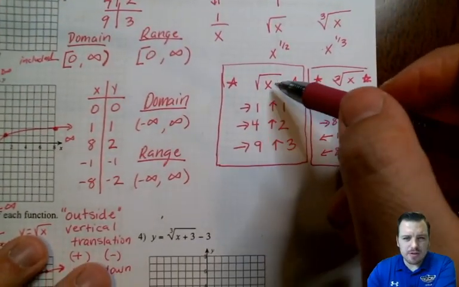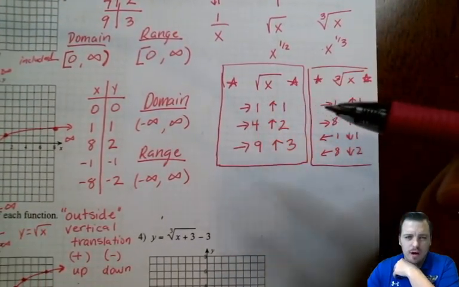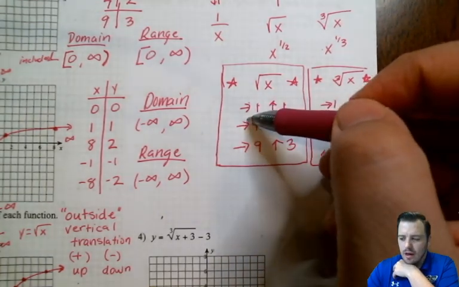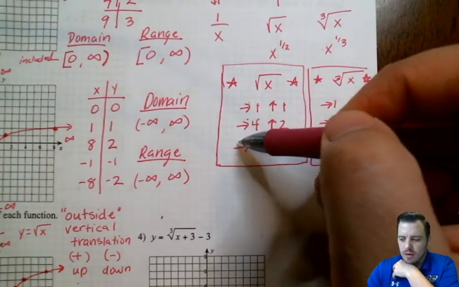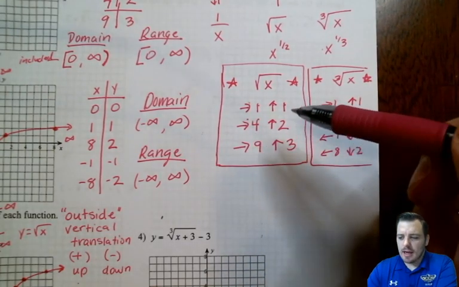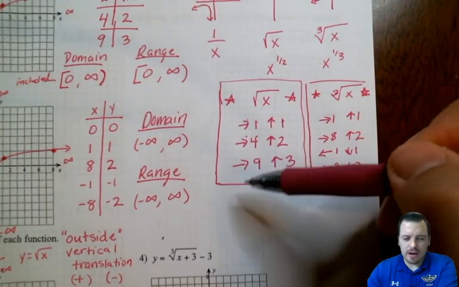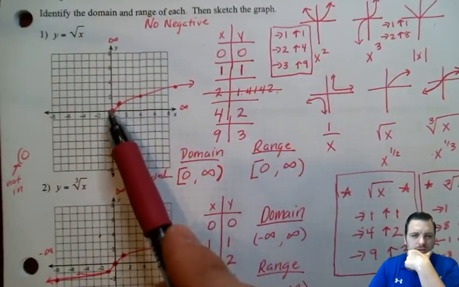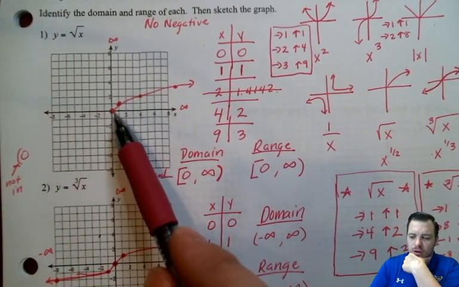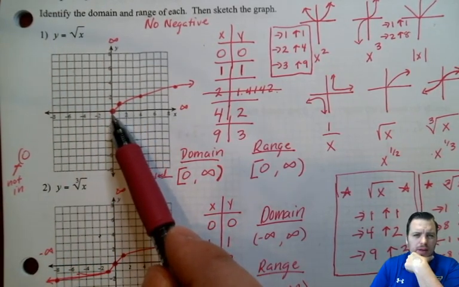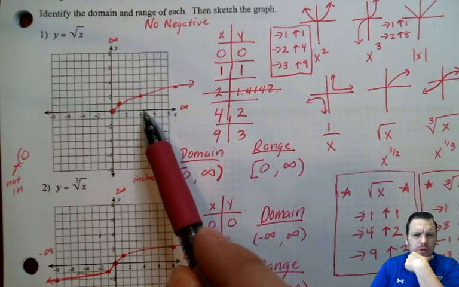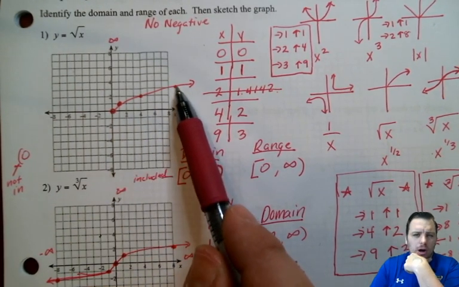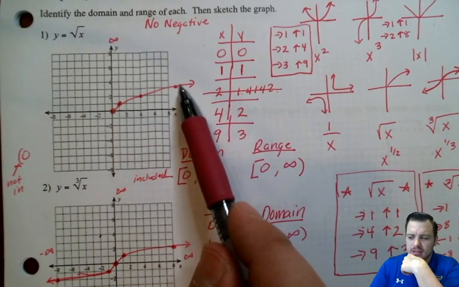Same thing here with the square root of x. But from wherever that point is, we're going to go right 1 and up 1. We go right 4 and up 2. Right 9 and up 3. And we derive this right here from the original function. So from just the square root of x, you go right 1, up 1. Right 4, 1, 2, 3, 4, up 2. Right 9 and up 3. So that gives us this right here.